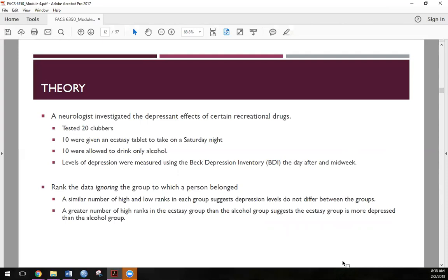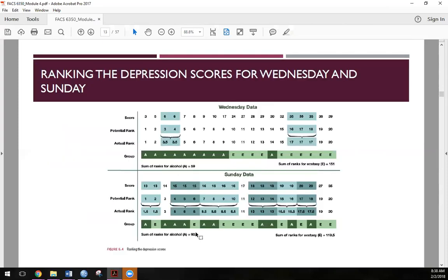And so in this first study, a neurologist investigated the depressant effects of recreational drugs. They tested 20 people and then gave them a depression inventory. And so he said that you have to rank the data and don't pay attention to what group the person belonged to, just rank the data.